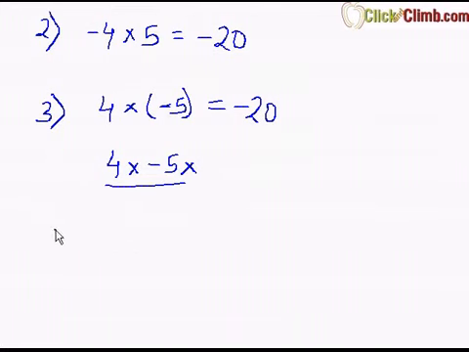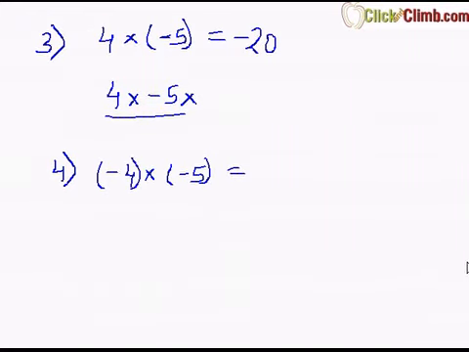Now let's take the fourth combination, in which both the numbers, the 4 and the 5, are negative. So I need to multiply negative 4 with negative 5. Again I follow the same steps. First I multiply the numbers, so 4 times 5 is 20. Now I multiply the signs. And just remember one thing, negative times negative is a positive. So negative 4 times negative 5 is positive 20.